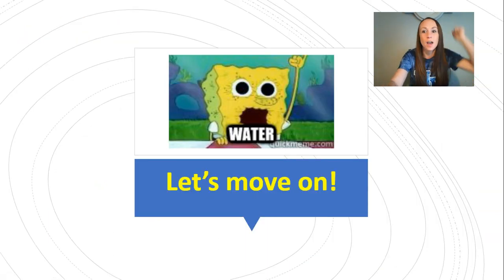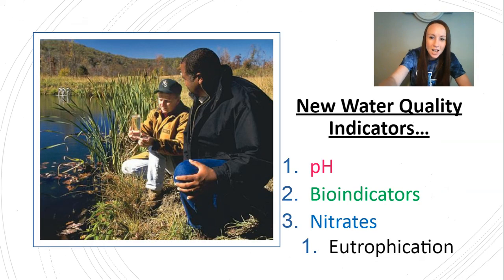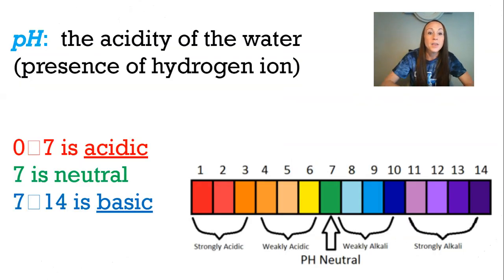All right, let's move on. Three more water quality indicators that we're going to talk about today. All right, so today we're going to talk about pH, bioindicators, and nitrates. And we're going to bring in this new word, eutrophication. So let's talk about pH.